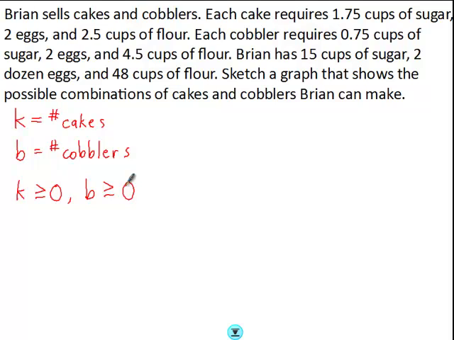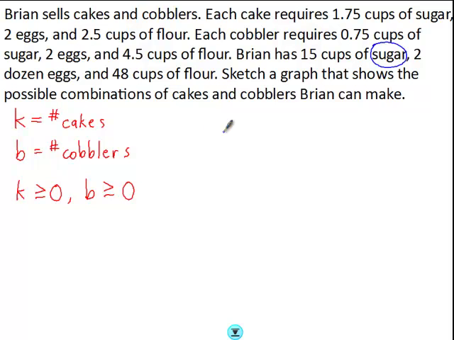Okay. Now, we have to look at the constraints here. There's any number of things that could constrain how many cakes or cobblers you can make. For example, how much time Brian has. But that's not listed here. What we have to go with for constraints are what we are told. And we are told that he has a limited amount of sugar and eggs and flour. So for each one of these, I'm going to write a constraint.